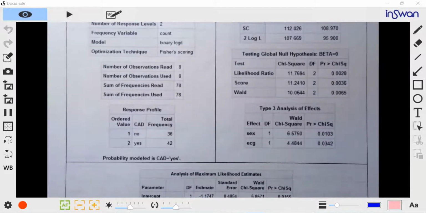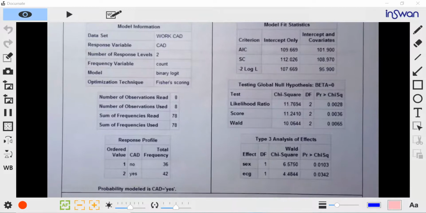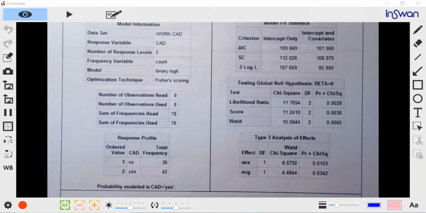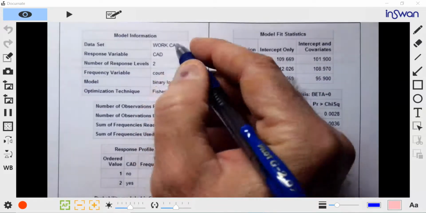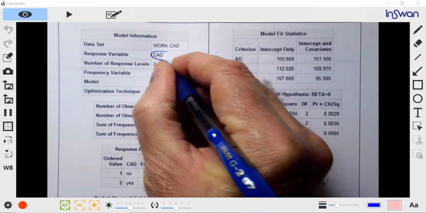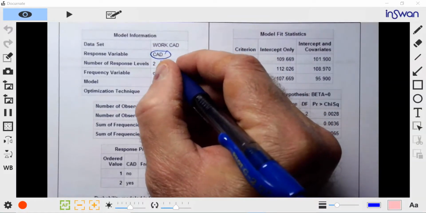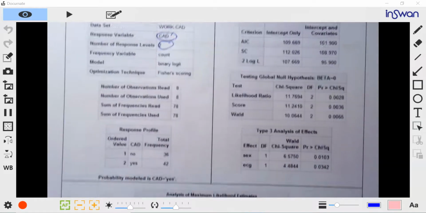Okay, so here's the output from the model I just ran. And a couple things to look at. First, at the top of the SAS output, you'll see some model information, a model information table. And note that they indicate that the response variable is CAD, coronary artery disease, and there are 2 levels. So that's good. You always want to double check that just to make sure.